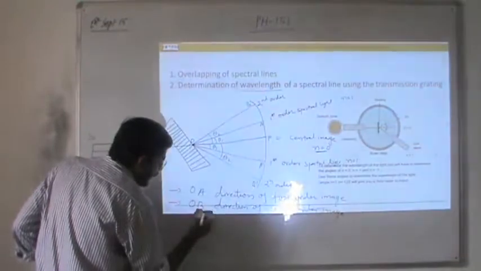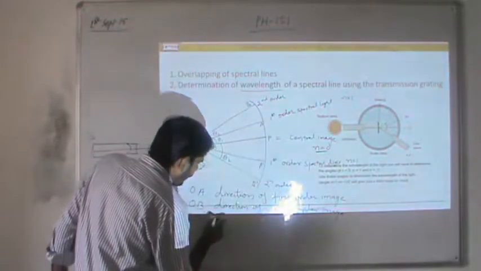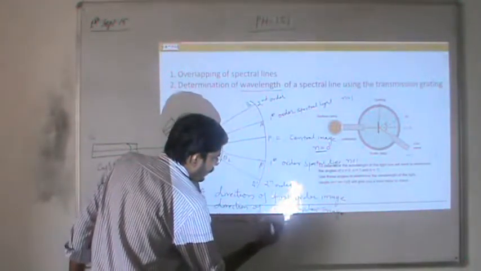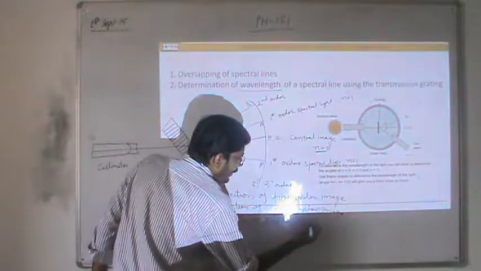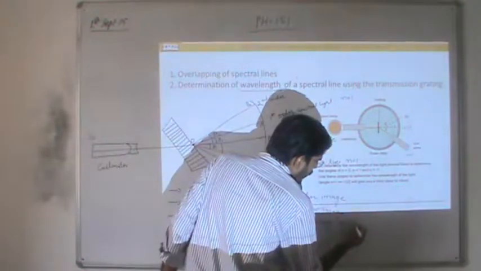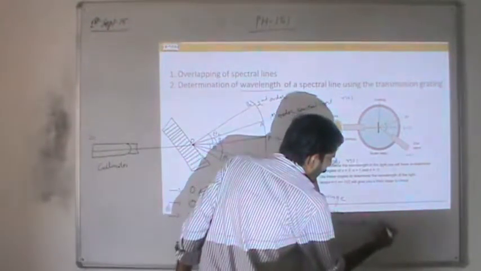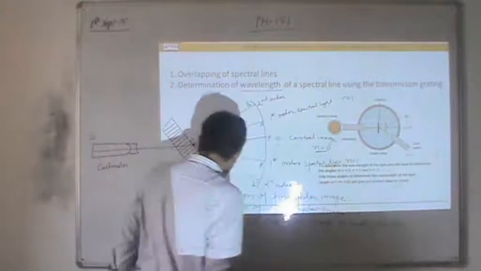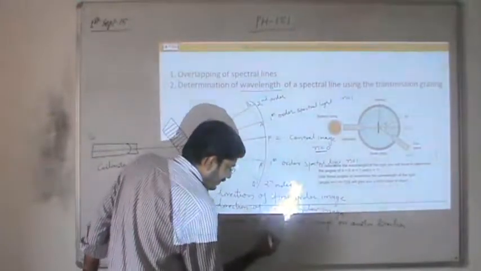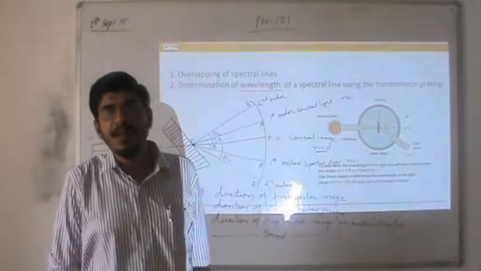OA prime is again the direction of the first order image on the opposite side. Similarly, OB prime is the direction of the second order image on the other side.